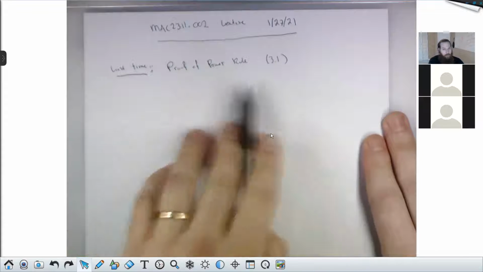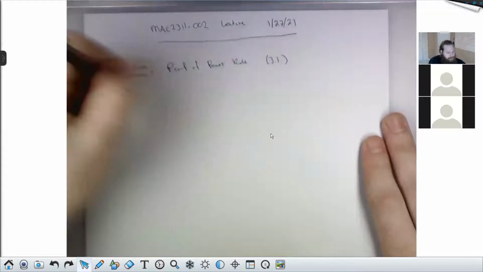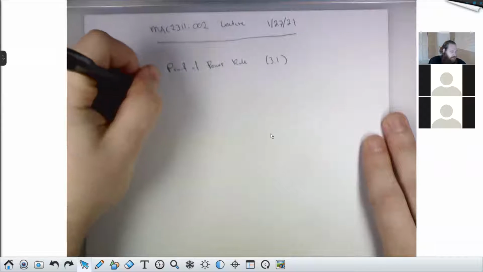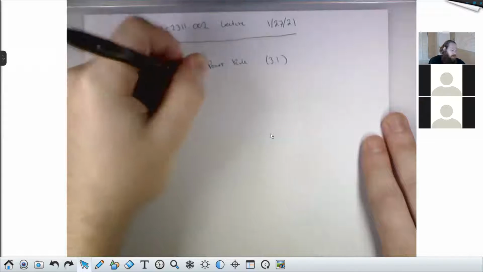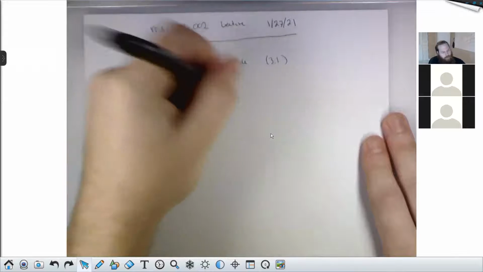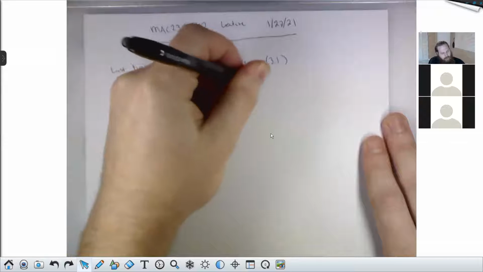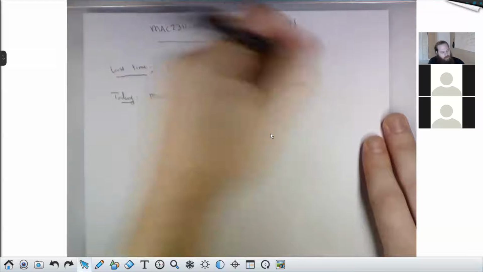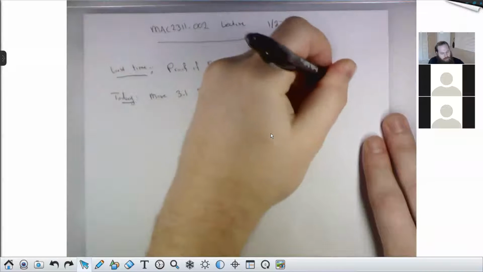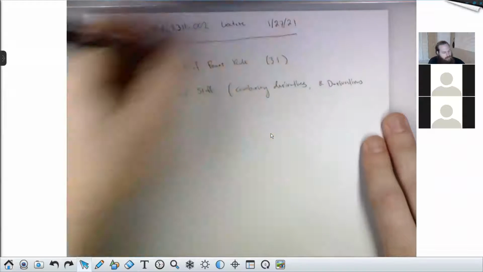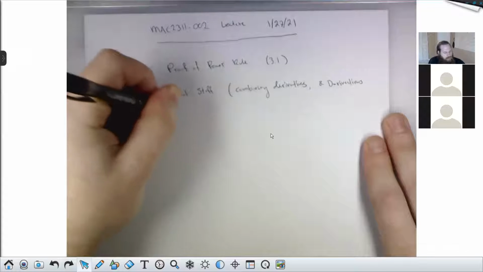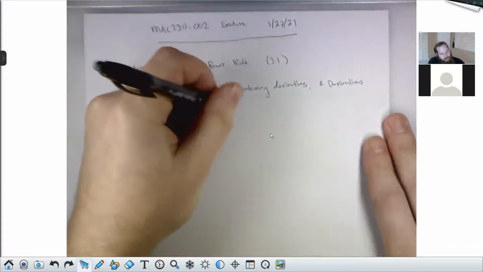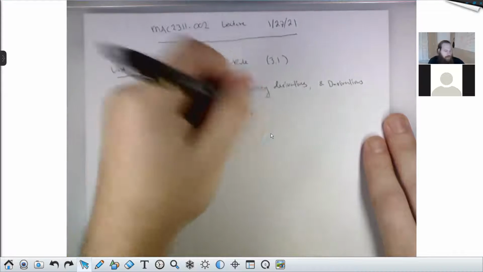So last time we proved the power rule, which is section 3.1. Today, we're going to talk about more 3.1 stuff: combinations of derivatives, and derivatives of exponential functions.